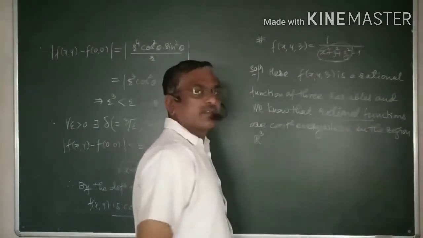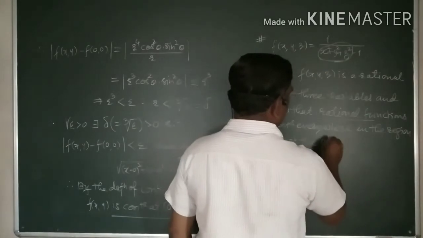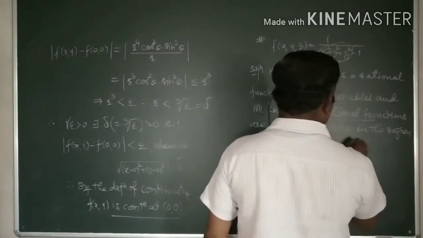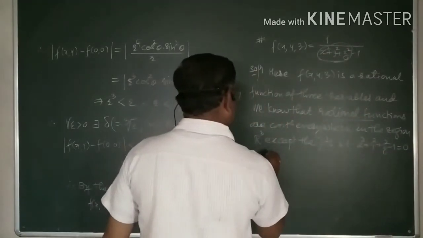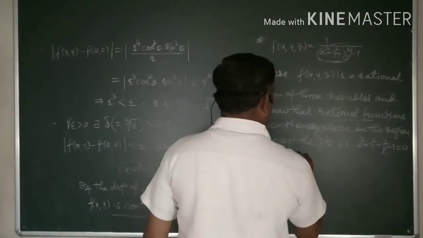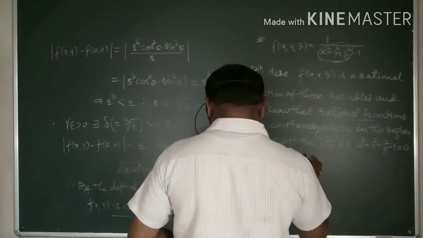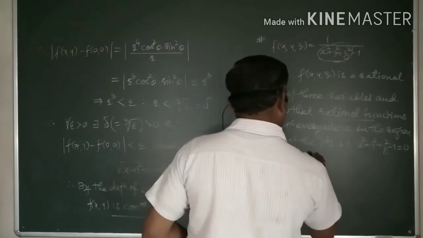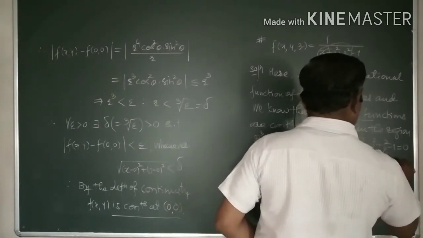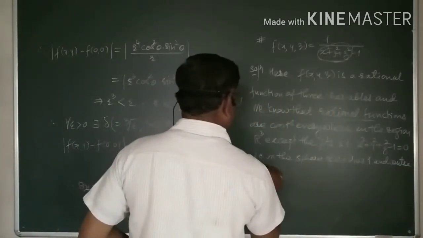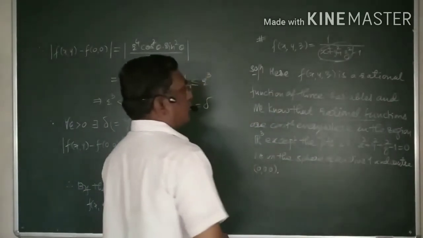Except the points where x square plus y square plus z square minus 1 is equal to 0, that is, on the sphere, not ellipse, on the sphere of radius 1 and center 0, 0, 0. Hence, this is the answer.